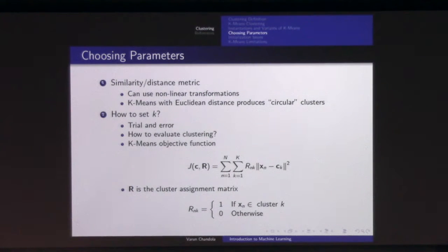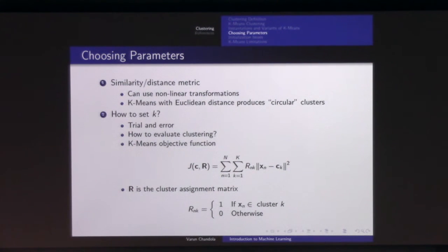Exactly. The point is that this function would give minimum value if you are finding exactly as many clusters as you have data objects, which means that every data object is a cluster and it is the centroid of that. So then this would be 0 and everything will be 0. But that is not a useful clustering.